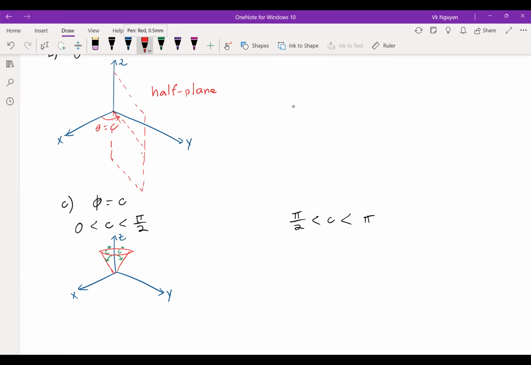And then if you see this one, look at this. It's more than pi over 2, so you've got to go all the way down here. You've got to go below the xy plane. And same thing here, below the xy plane. So you're going to get the cone the other way.